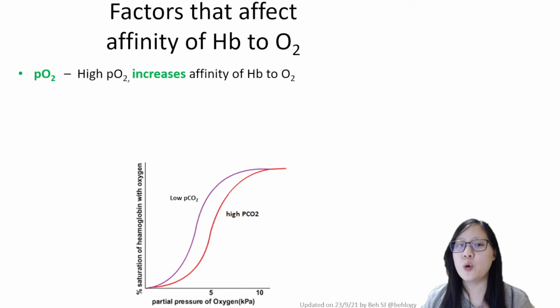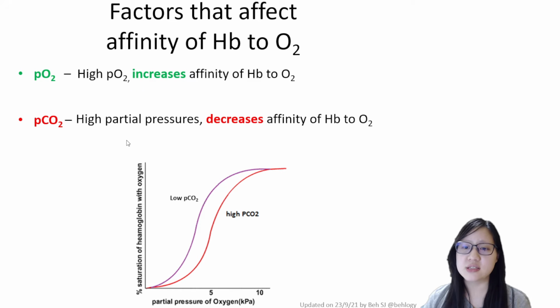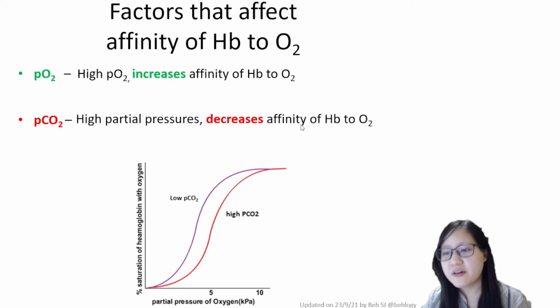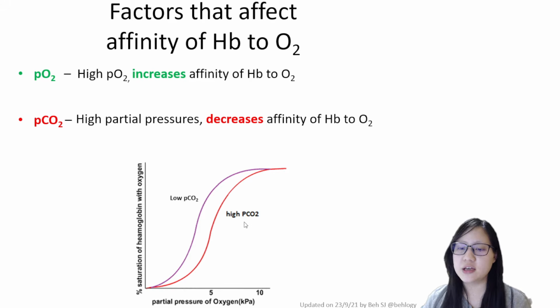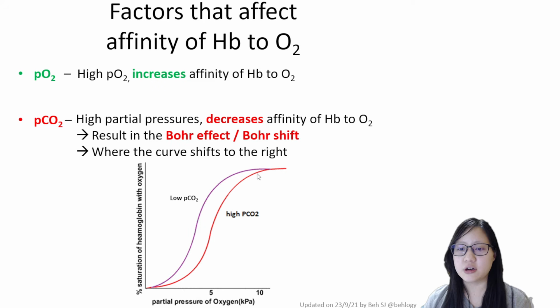Now, I want to add one more factor to this picture. When we talk about respiration, it's not just about oxygen, it's also about carbon dioxide. And this also affects the affinity of hemoglobin to oxygen. At high partial pressures of carbon dioxide, this decreases the affinity of hemoglobin to oxygen. So we can see in this curve right here how high partial pressure of CO2 has shifted the curve to the right. This shift is called the Bohr effect or the Bohr shift.